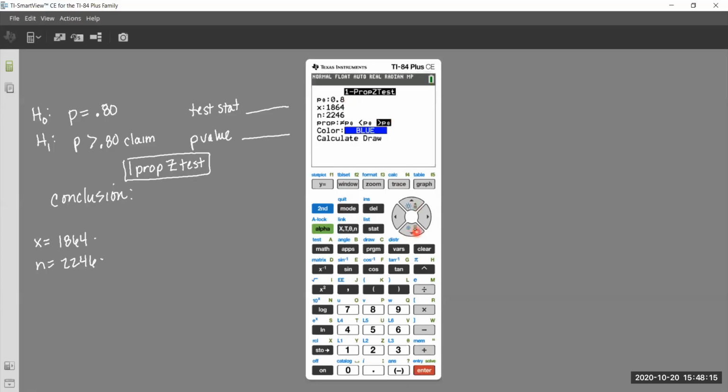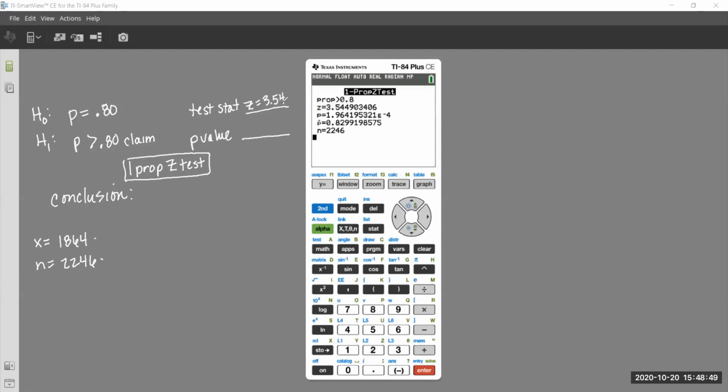Now, I don't usually use an 84. You guys know I have an 83. This will draw a picture of it. We're just going to calculate. Okay. So it gives us our test statistic. That's this Z value. And it gives us our P value. It also gave us our sample proportion and our sample size. We want the Z, which is our test statistic. Should look pretty close to what we got before, 3.54.